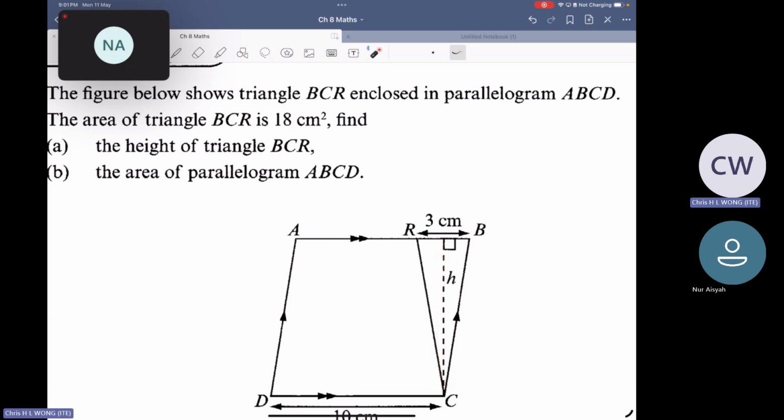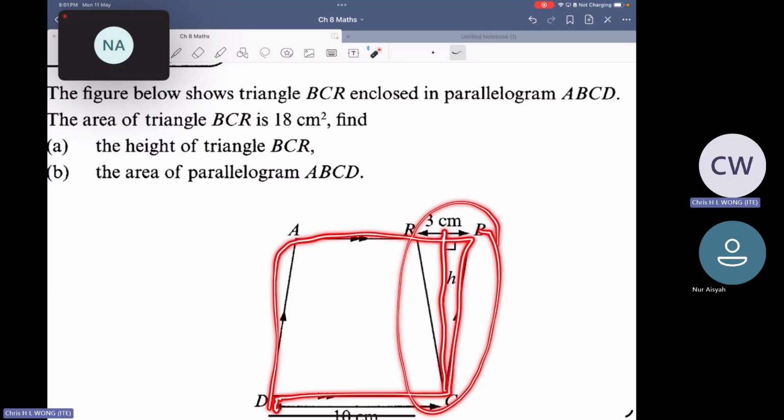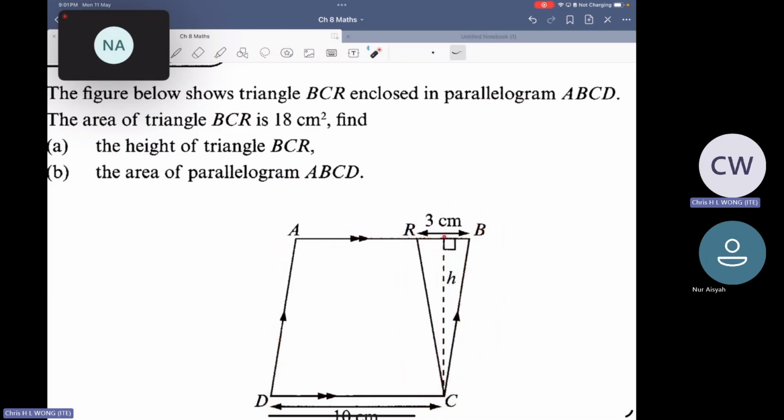I repeat, the height of the triangle is also the height of the parallelogram. It's the same, because the triangle is inside the parallelogram. So this height is the height of the triangle and the height of the parallelogram. If you find the height of this, you actually find the height of the parallelogram also.